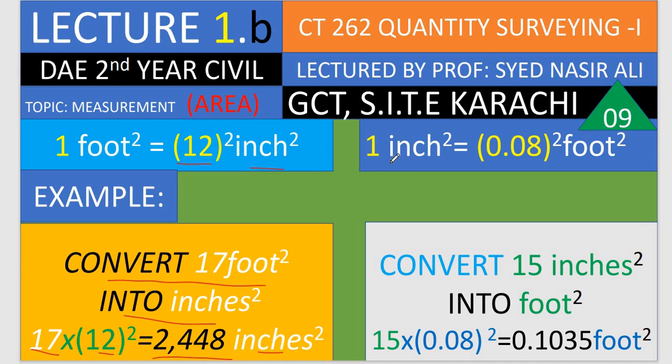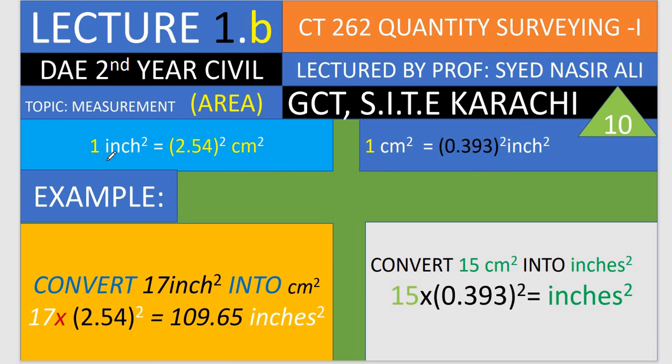For conversion of inch square to foot square, just multiply like this. Convert 15 inch square into foot square: 15 multiplied by 0.08 square and we get this result. And the factor is here like previous factors.